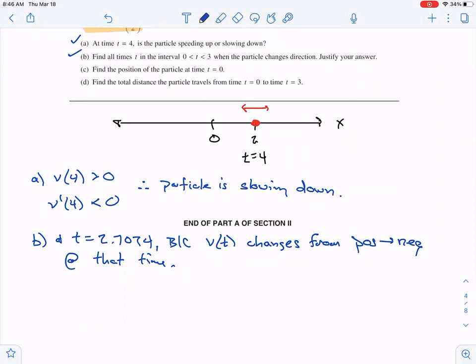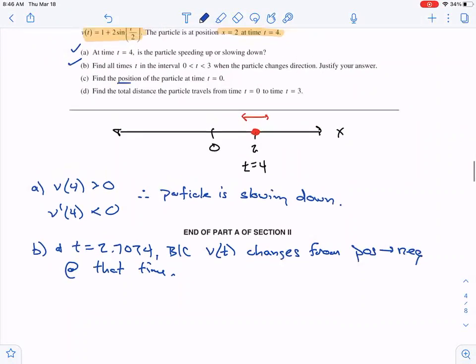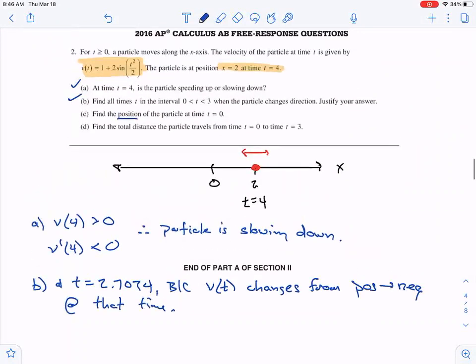Okay. Part C, find the position of the particle at time 0. Okay, I'm asked for the position of the particle at time 0. I'm given velocity. So to get from velocity to position, what do I got to do? Do I have to integrate or do I have to differentiate? I got to integrate. Okay? Yeah, Gabriel?